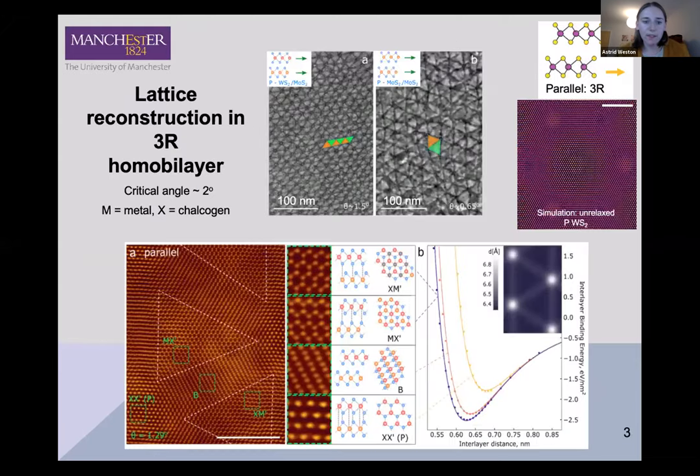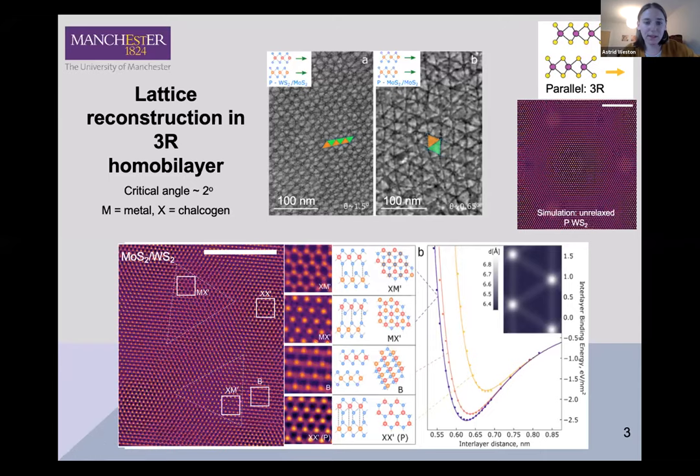So first of all, we look at the actual atomic structure of this 3R homobilayer. What we directly see is below this critical angle of 2 degrees, we see two equally energetically favorable triangular domains forming at the expense of this energetically unfavorable configuration that we denote XX. We also calculated that we expect a modulation in the interlayer distance for this structure.